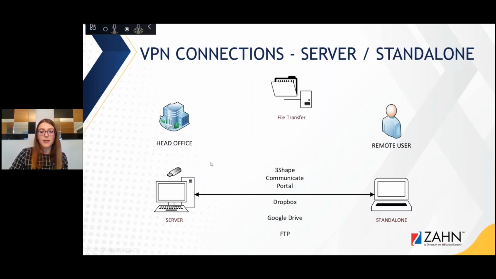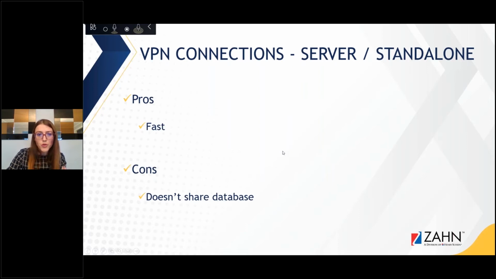All right. So again, the license only lives in the main or head office. The remote user is set up as a standalone or a client. If set up as a standalone, it still requires that file transfer that we discussed earlier if you were to have a separate license at home, right? So same rules apply. You can use 3Shape Communicate, or you can use any file transfer protocols out there, Dropbox, Google. We transfer anything that you're currently already using.